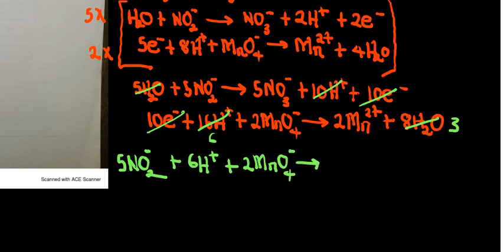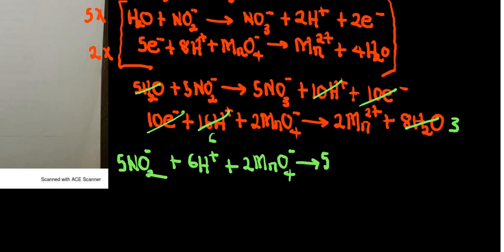I just added the reactants. I got the reactants of the first half reaction, which is the 5 I got right there. Then plus the 16 atoms of hydrogen that remain that I've put here, plus the 2 MnO4 or the manganese oxide. I just added the reactants. Now let me add the products.